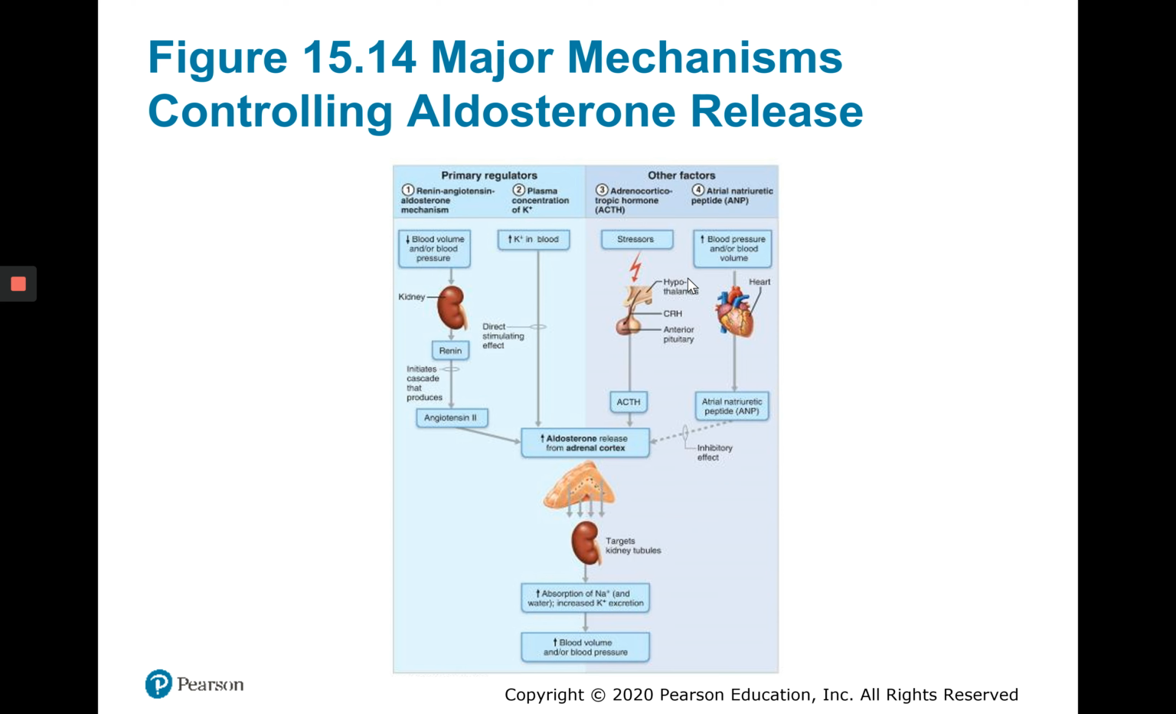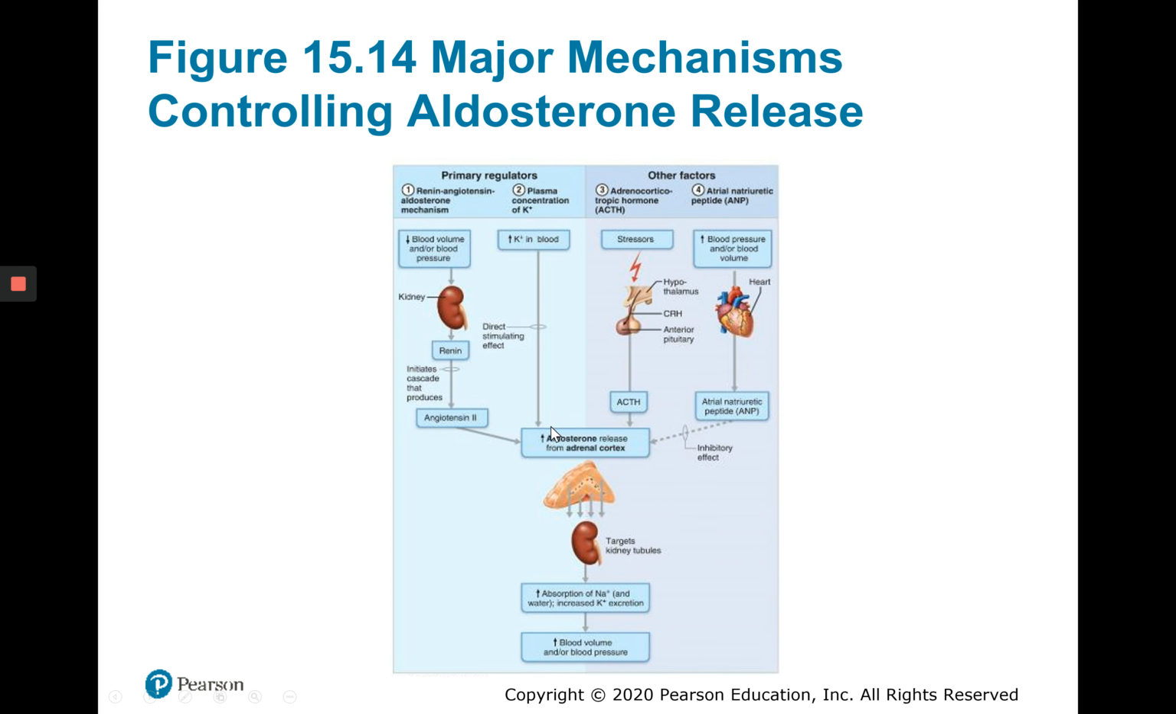But it's mainly decreases in blood pressure and blood volume, which cause the release of renin from the kidneys and the production of angiotensin II, and increases in potassium ion concentrations in the blood that are the main regulators for the production of aldosterone from the zona glomerulosa cells of the adrenal cortex. So we can see here in this image all that summed up.